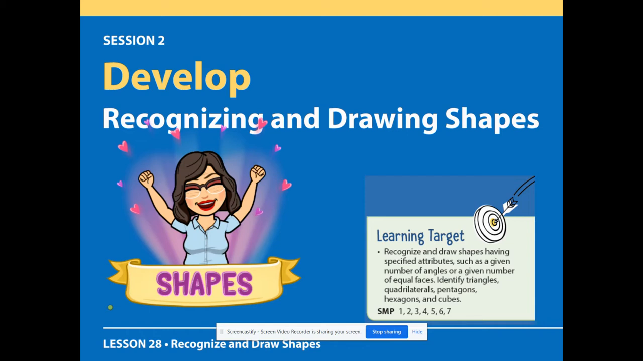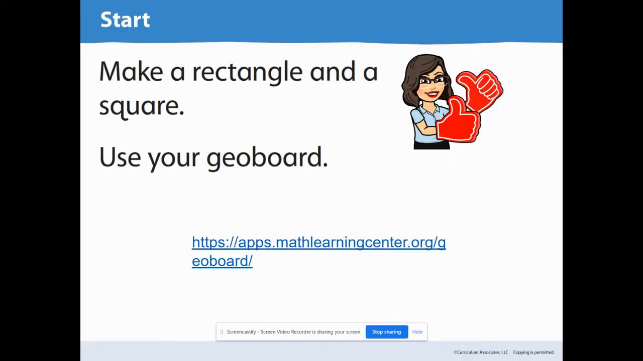So let's get started. So this is our start problem. I love our start problem because it kind of warms up our brain for our lesson. So let's go ahead and get started. It says make a rectangle and a square. Use your geoboard. Miss Yanis, what is a geoboard?